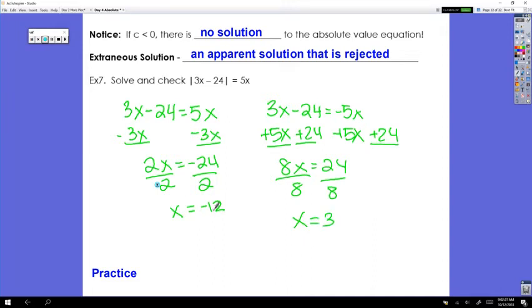Now, if I were to put this number back in here, I would see that it's not going to work. Because if I were to put negative 12 in for this x, this would give me negative 60. And like we just talked about before, an absolute value can never equal a negative number. If I were to put this negative 12 in here, we would get negative 36 minus 24, which would be negative 60. But the absolute value of negative 60 is positive 60. Positive 60 does not equal negative 60, so this is not going to work. If I were to put 3 in here, we get 9 minus 24. 9 minus 24 is 15. If I were to put 3 in here, we would also get 15. So this is our only answer.